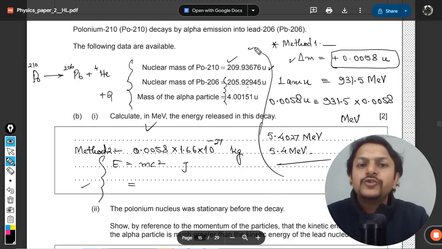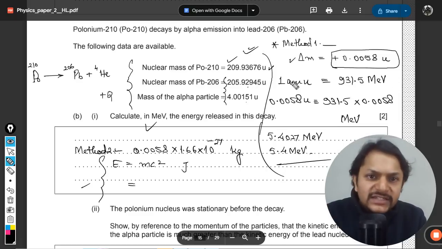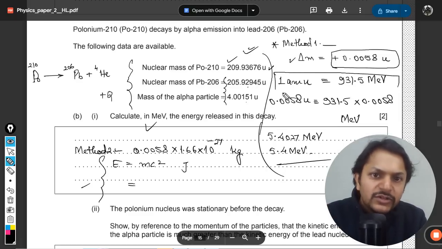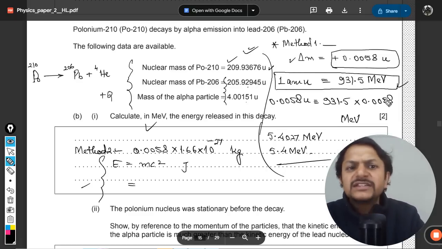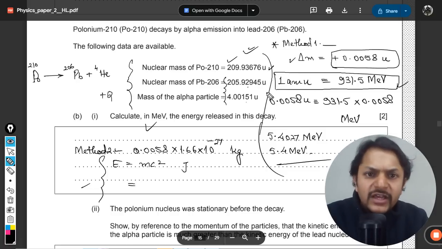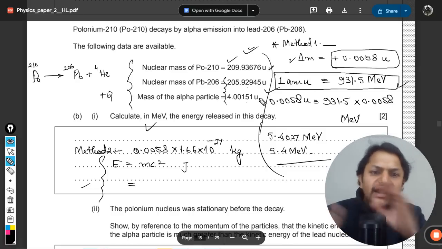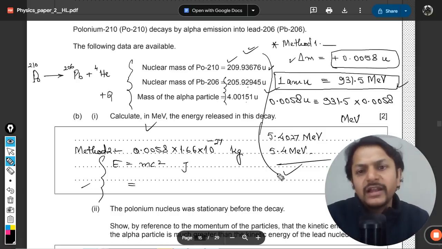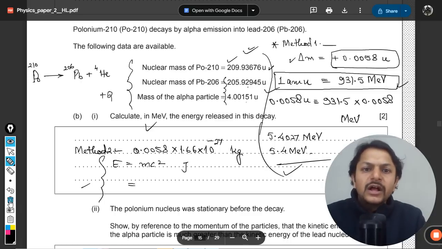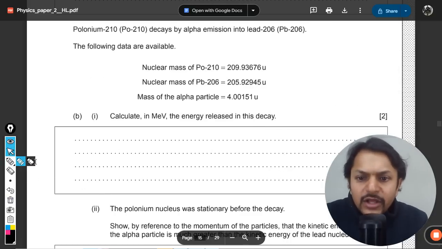This is the method that you have to do in these kind of questions. This conversion, like 1 AMU is equal to this, you have to remember it. And I believe this is given in the data booklet also, you can verify. So we would be using this, and directly we get the answer, which is 5.4 mega electron volt. I believe everything is clear now. Let us move to the next question.